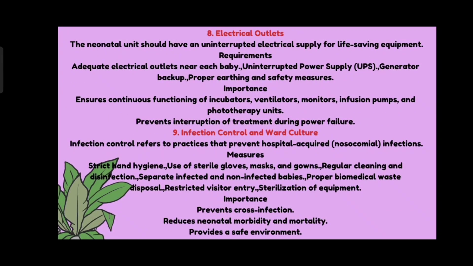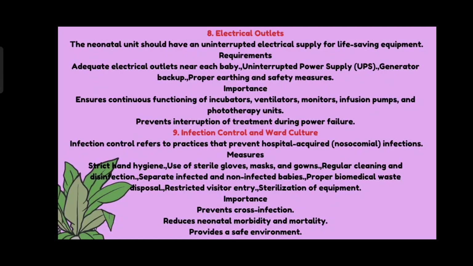Then the next one is the electrical outlet. The neonatal unit should have an uninterrupted electrical supply for life-saving equipment. For that, adequate electrical outlets should be there for each baby. Uninterrupted power supply should be there, generator backup should be there, and proper earthing and safety measures should be followed. It will ensure the continuous functioning of incubators, ventilators, monitors, infusion pumps and phototherapy units, and also help to prevent the interruption of treatment during power failure.